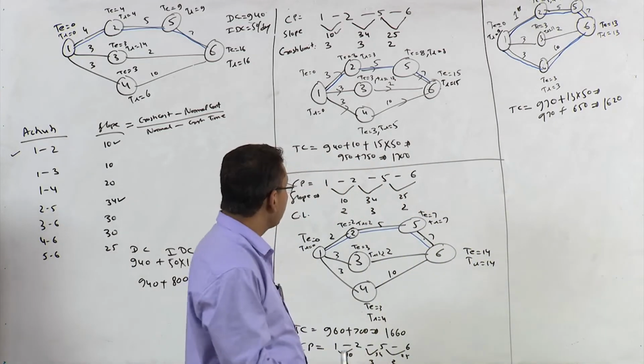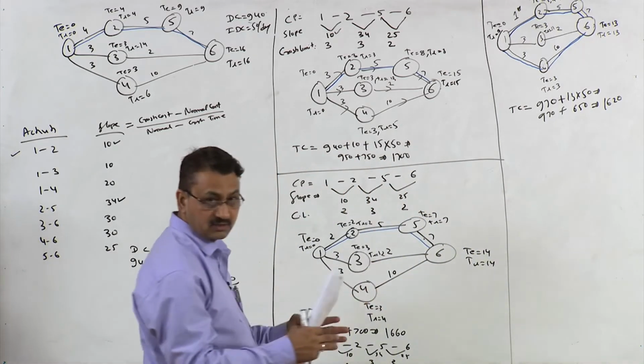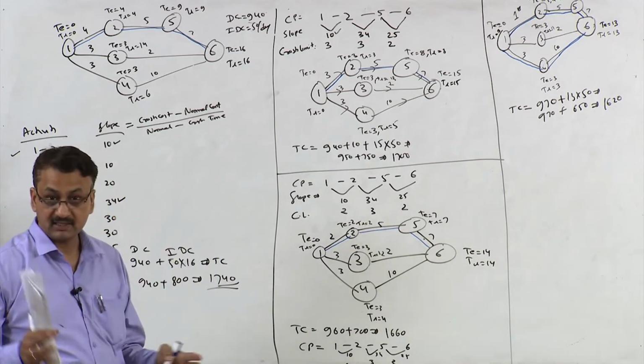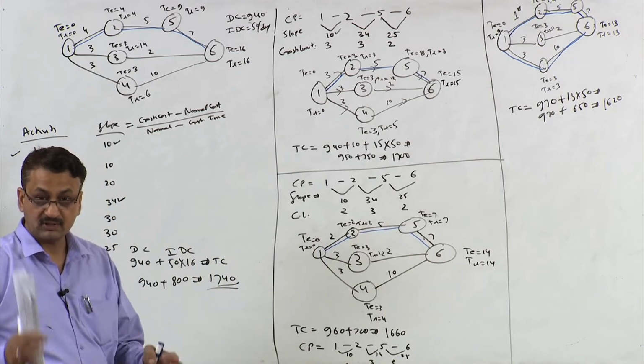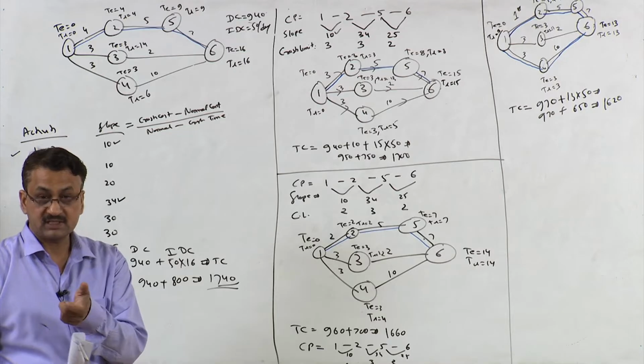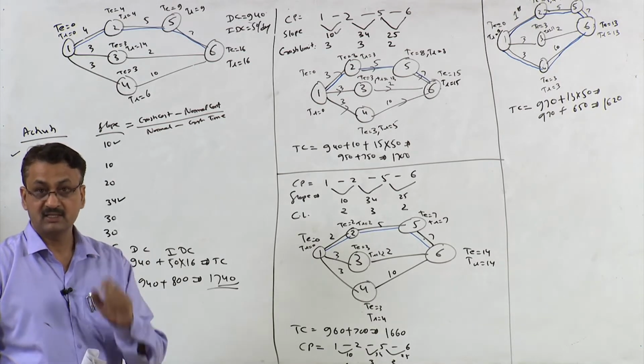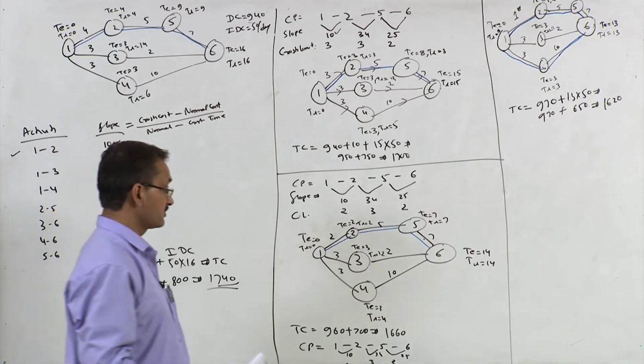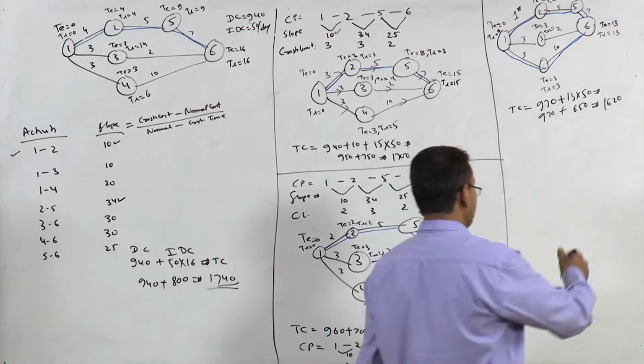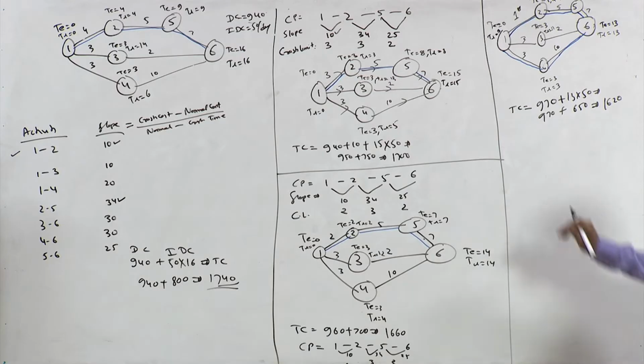So if you look, every time the total cost is reducing by 40 rupees. Why 40 rupees? Because direct cost is increasing by 10 rupees and indirect cost is decreasing by 50 rupees every time, right? So that's why the net change is 40 rupees every time, right?